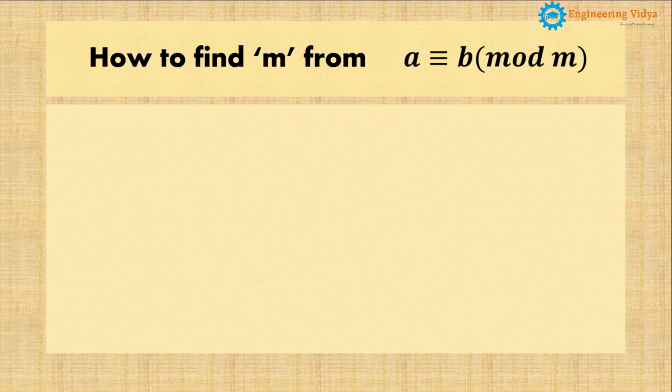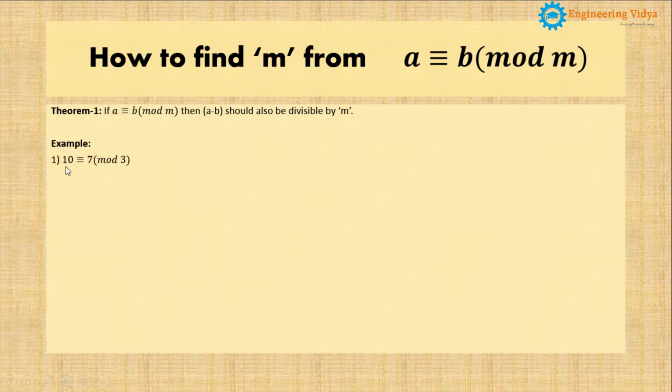Before solving a problem of this kind, a congruent to b mod m, we'll understand some insight about this condition with the help of this theorem. This theorem says that if a is congruent to b mod m, then a minus b should be divisible by m. I hope this theorem is clear to you now. We'll take some examples and verify this theorem.